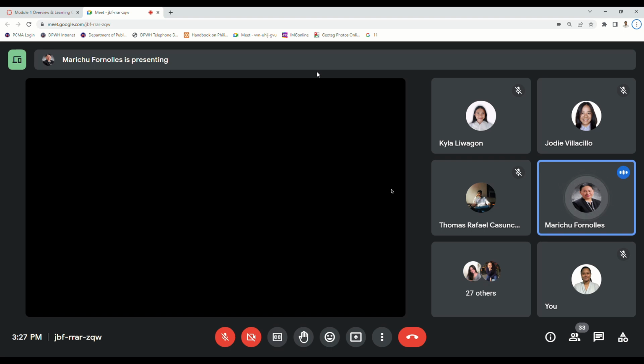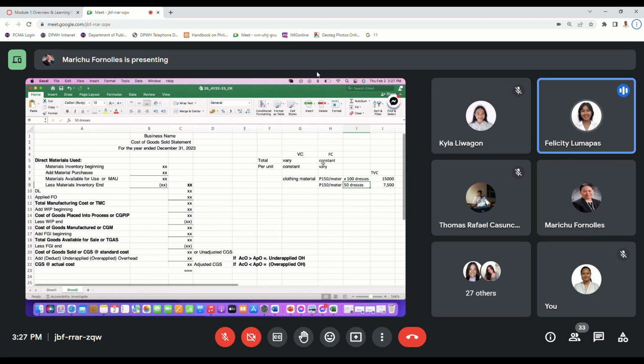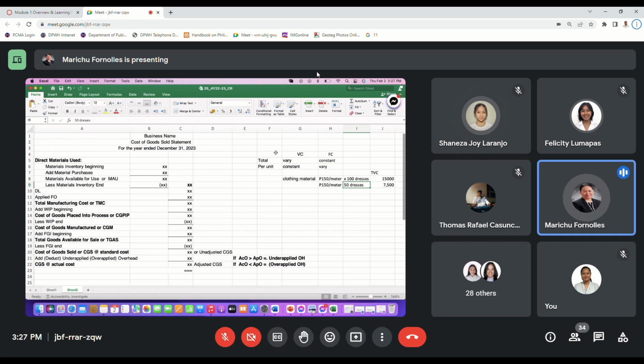So is that understood? Yes. Okay. So remember the characteristic of the variable cost and the fixed cost. So the detailed computation of cost of goods sold is found in this supplementary report called Cost of Goods Sold Statement, otherwise known as Statement of Cost of Goods Sold.